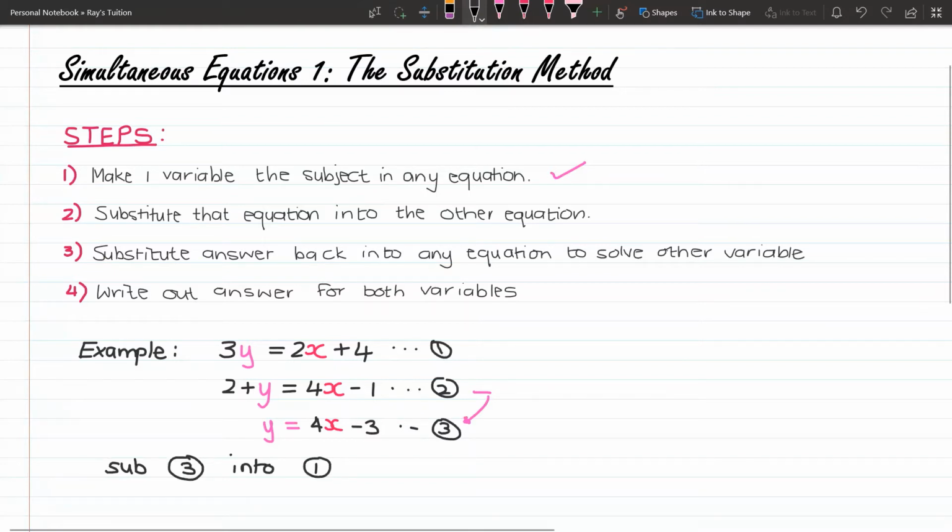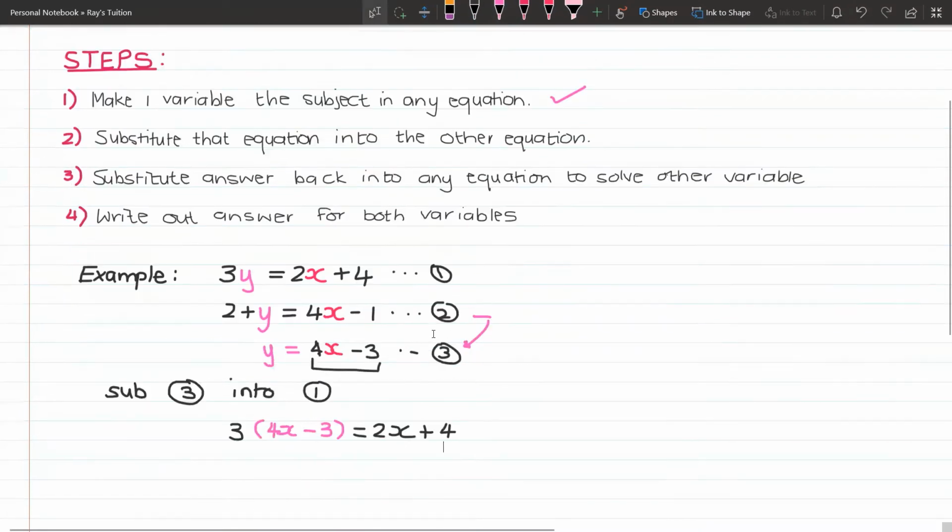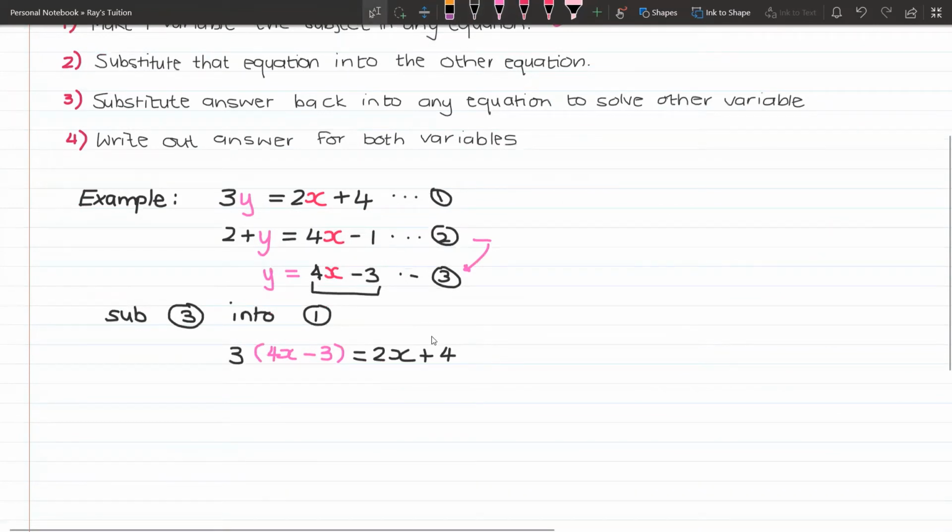Now, what we're going to get is, in the place of y, we're not going to write y, we're going to write what y is equal to, which is 4x minus 3. So in the place of y, we're writing 4x minus 3, and that is then equal to 2x plus 4. As you can see, we have replaced y with what we said y is equal to in the first equation. Now we can go on and solve this equation. It is an equation just in terms of x, so we can solve for x.